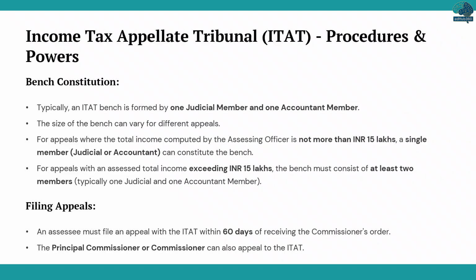Interestingly, the principal commissioner or commissioner can also appeal to the ITAT. There are specific fees for filing appeals with the ITAT, depending on the assessed income. For income up to 1 lakh Indian rupees, it's 500 Indian rupees. Between 1 lakh Indian rupees and 2 lakh Indian rupees, it's 1,500 Indian rupees. For income over 2 lakh Indian rupees, it's 1% of the assessed income or 10,000 Indian rupees, whichever is less. For other appeals, such as against penalty orders, the fee is 500 Indian rupees.